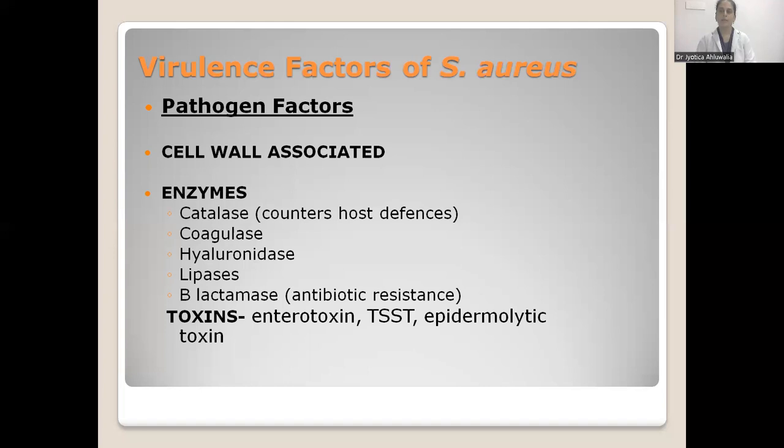Teichoic acid is another antigenic protein which is found in the cell wall. The peptidoglycan provides rigidity to the cell wall and stimulates the immune response in the host. The clumping factor, the bound coagulase, is used for the slide agglutination test. The various enzymes which act as virulence factors are catalase, coagulase, hyaluronidase, lipases, and beta-lactamases. The various extracellular toxins are enterotoxins, toxic shock syndrome toxin, epidermolytic toxin, exotoxins, and hemolysins.